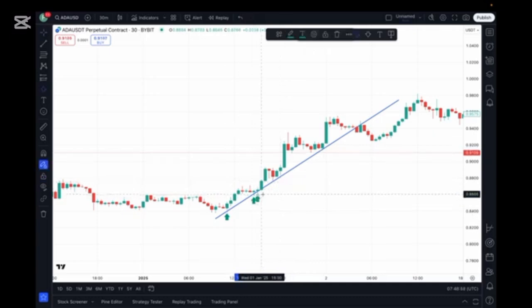So you can see it's touching this one too. It's touching this. It's touching this candlestick. It's touching this. So you can see it's touching almost 6 candlesticks, the bottom of 6 candlesticks. So this is a perfect uptrend line right here. So that's the first trend line.